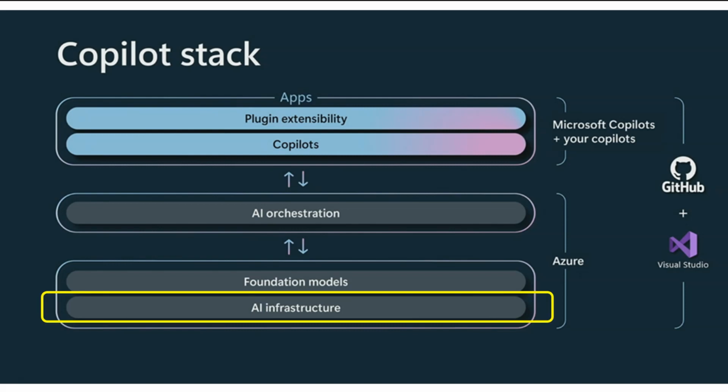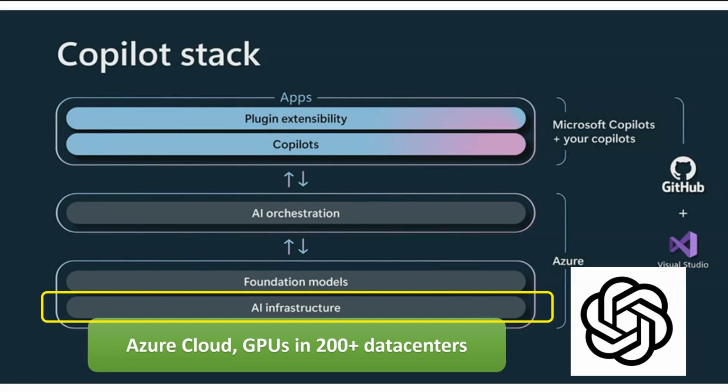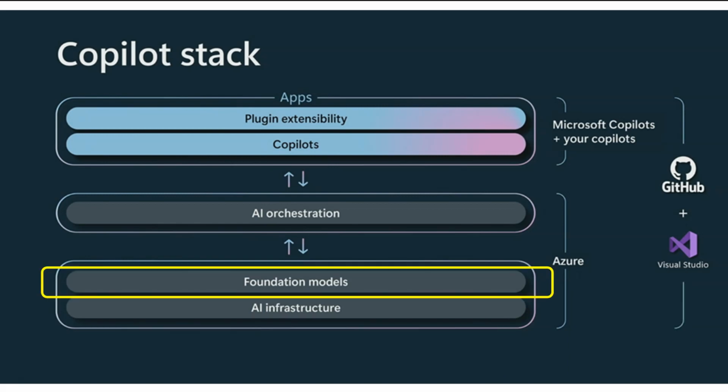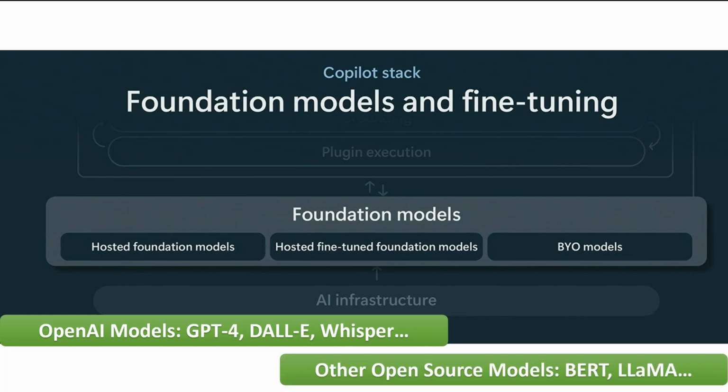Microsoft's AI infrastructure includes its cloud computing platform, Azure, and tens of thousands of state-of-the-art GPUs located in 200-plus data centers all over the globe, providing the horsepower needed to run complex AI models. The famous ChatGPT also runs on Azure Cloud. The foundation models include GPT-4, DALL-E, Whisper, etc. from OpenAI, and other open source large language models like BERT, Llama, etc.